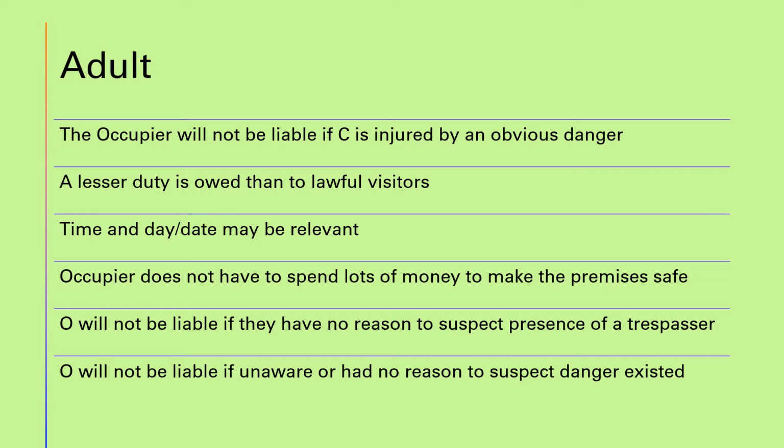And finally, again harking back to section 1.3a, the occupier will not be liable if he's unaware or had no reason to suspect a danger existed. If you don't know a danger, then you can't protect against it. If you don't have reasonable grounds to suspect a danger, then you don't need to protect against that danger. So we need to be absolutely careful here, and of course there are several different cases such as White and St Albans and Keown, for example.